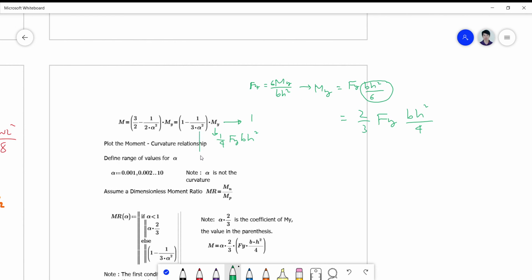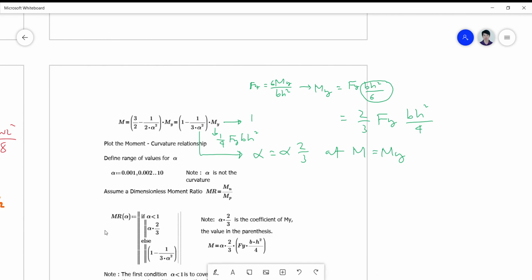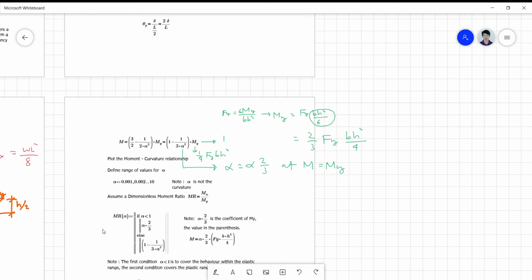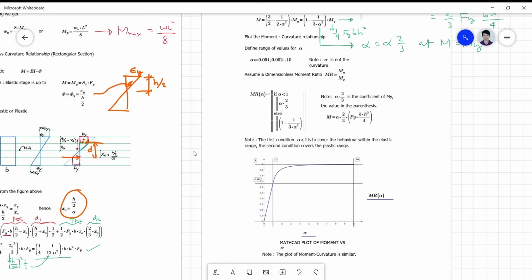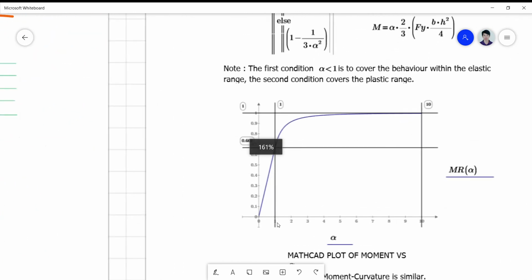So our insight here is that alpha is equal to 2/3 and m equals m. Okay, so that is now your definition of alpha, which defines the point into which the my and mp ratio is equal to 1.